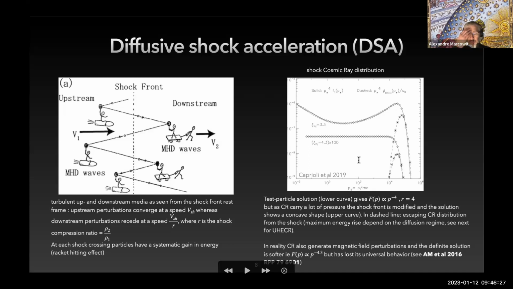But in fact, quite easily you can put, for instance, about 10% of the shock kinetic energy into cosmic rays, and that would then modify the shock solution itself to a kind of concave structure. Here is the shock distribution, and here at the edge of the spectrum is the spectrum of the particles which are escaping at a given time from the shock. So you see that most of the escape of the particles occurs first at high energies.